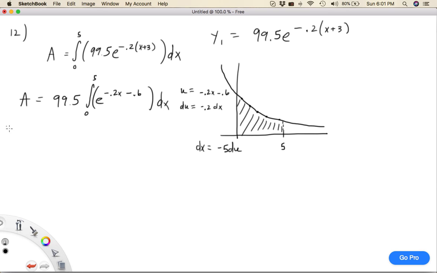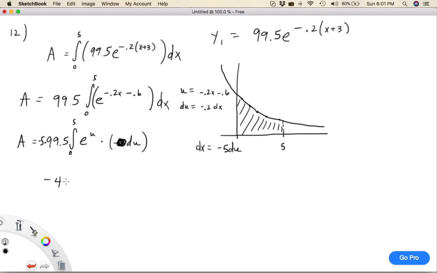Okay, so then we're going to rewrite this one more time. We got 99.5, integral from 0 to 5. Now it's just e to the u times negative 5 du. Again, this negative 5 is going to come to the outside, so negative 5 times 99.5. So we bring all of our constants out, if you can. So negative 5 times 99.5 is 497.5.